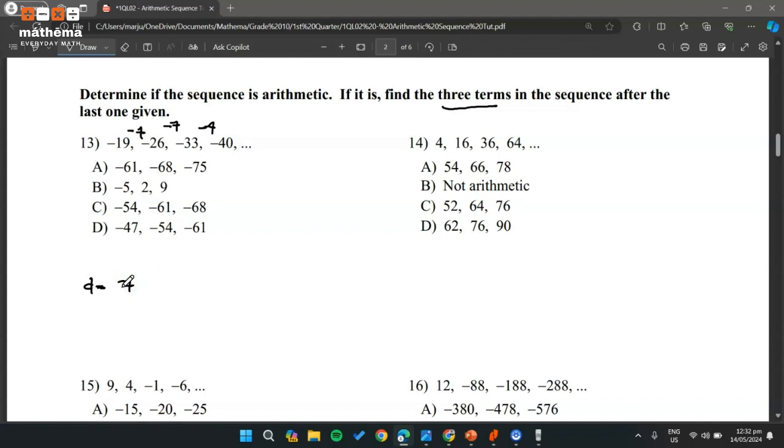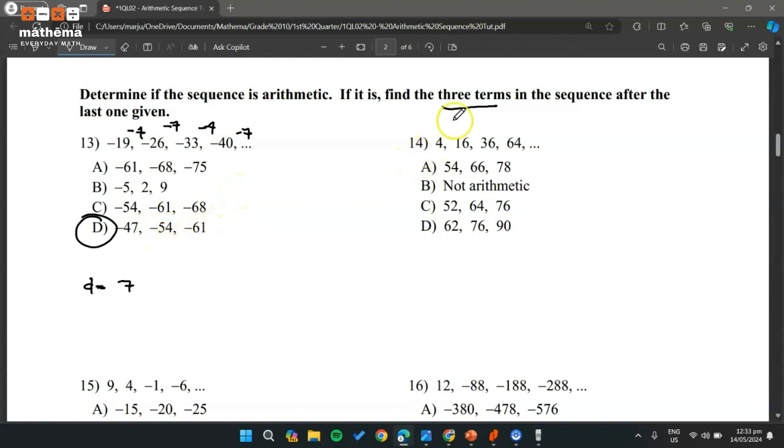So to find the next three terms, we are going to add negative 7 here. So this is negative 47. Where is that? This is actually letter D. Lucky we are, we only have negative 47 as the first choice. So that's letter D, automatic. And then negative 47 plus negative 7 gives us negative 54. Negative 54 plus negative 7 gives us negative 61.